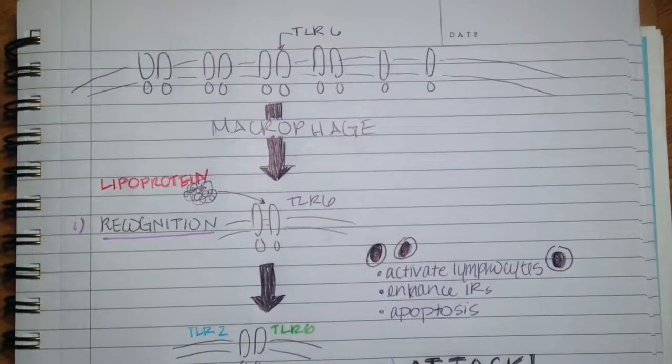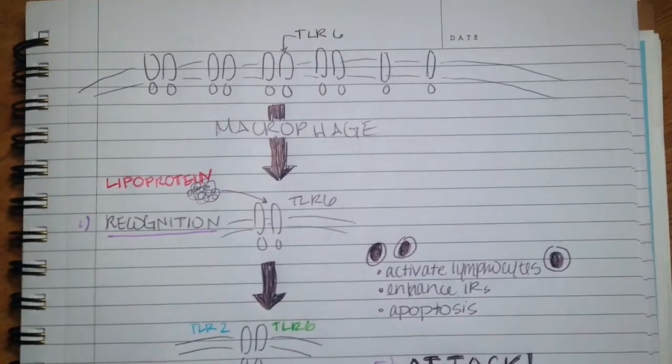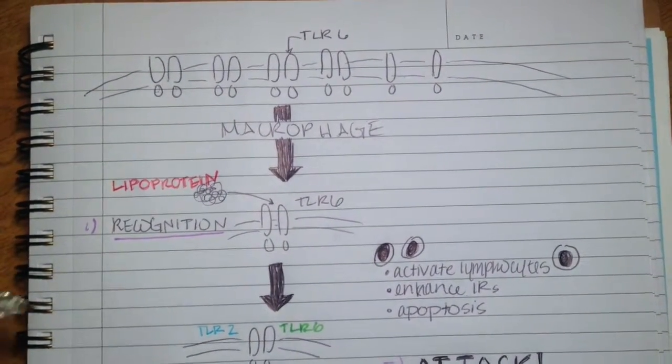In this video, I'm going to talk about the role of toll-like receptors, and specifically toll-like receptor 6 in the innate immune system. To do so, I'm going to break down this complicated process into 5 steps.